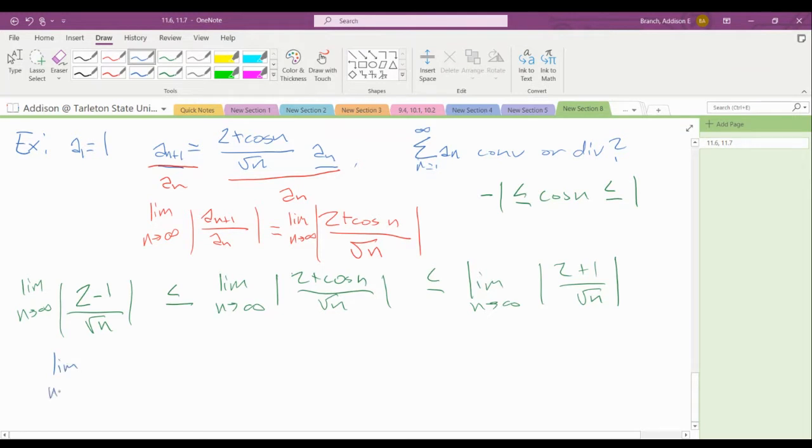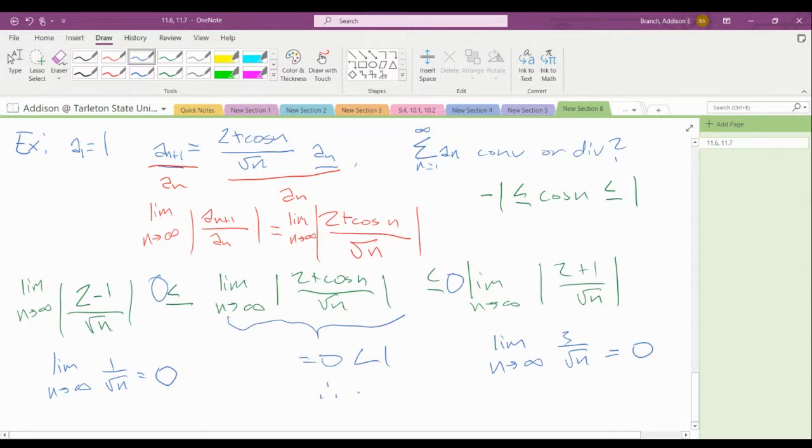So if we take our limit as n approaches infinity of 1 over square root of n, we know that's going to be 0. And if we take our limit as n approaches infinity of 3 over square root of n, that will still be 0. So therefore, 0 is less than or equal to the limit as n approaches infinity of 2 plus cosine of n over square root of n, which is less than or equal to 0 as well. So therefore, this limit will also equal 0, which we know is less than 1. Therefore, this series is going to be absolutely convergent.